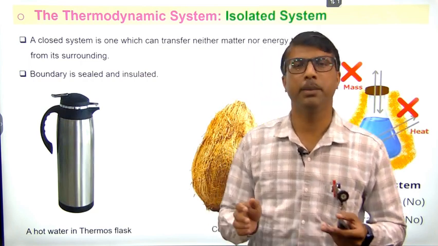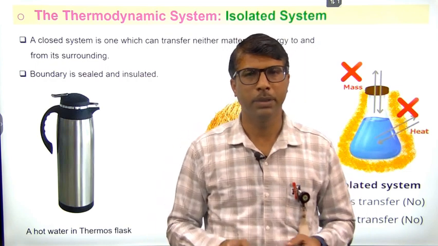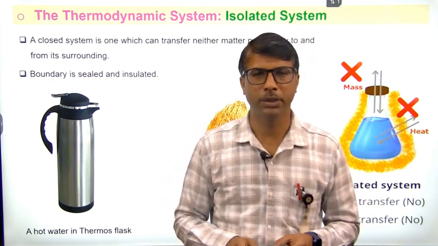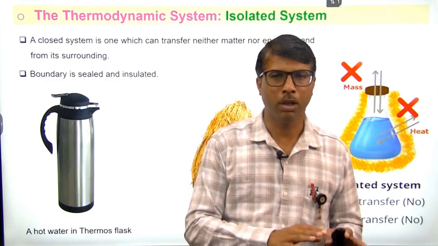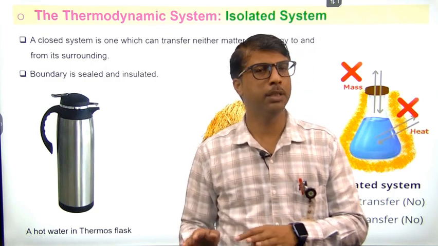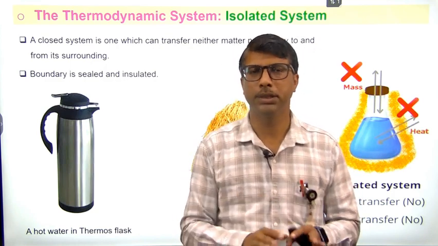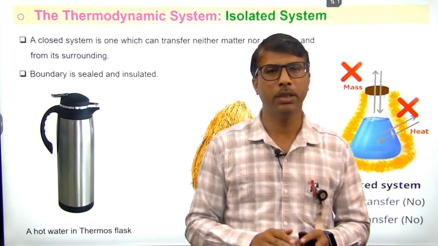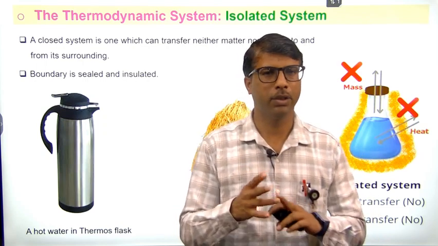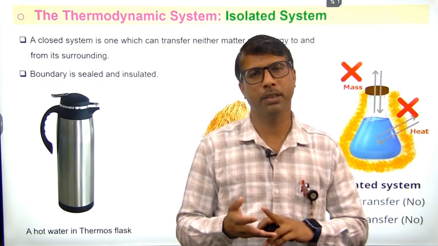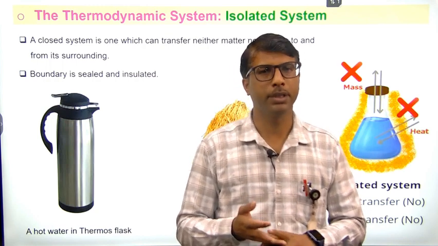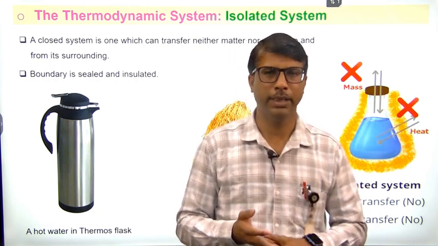So these are the three types of systems: open system, closed system, and isolated system. All these systems are classified on the basis of the nature of the boundary. There are two categories: sealed or unsealed. On this basis, we can differentiate the system into three categories: open, closed, and isolated system. Thank you.